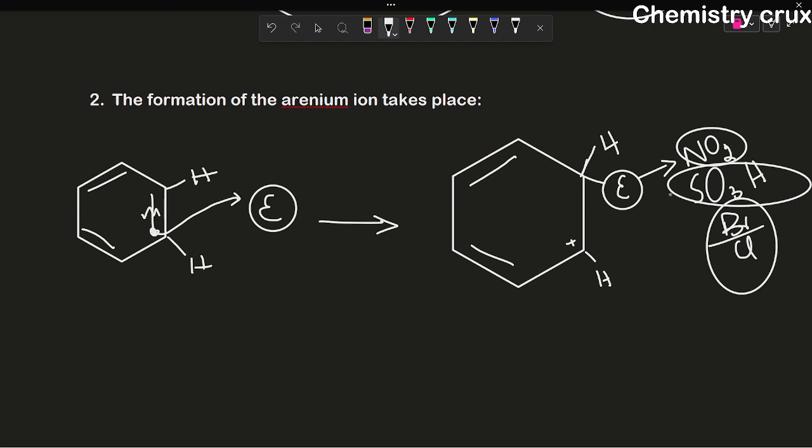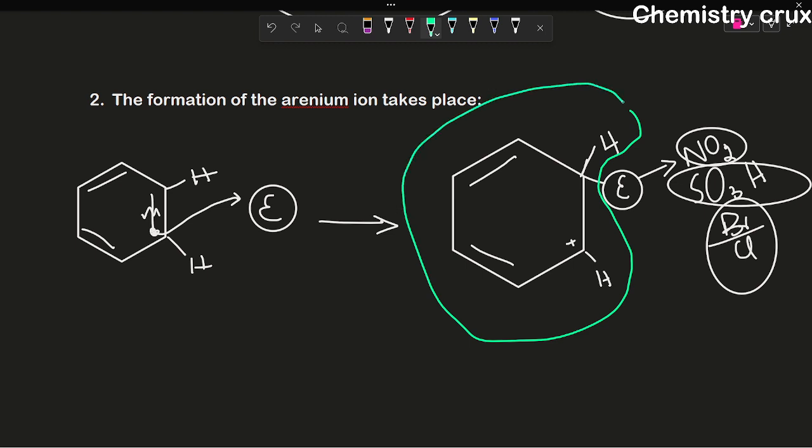But in short, this ion is called the Arenium ion, and this is common for all the electrophilic substitution reactions. Now, why is it common? You can see this Arenium ion is what we call resonance stabilized. This goes here, positive charge comes up here. This goes here, positive charge comes up here. Then positive charge has developed here. Now the reverse will happen: a double bond will be formed here, which will go here, and positive charge will come here again.